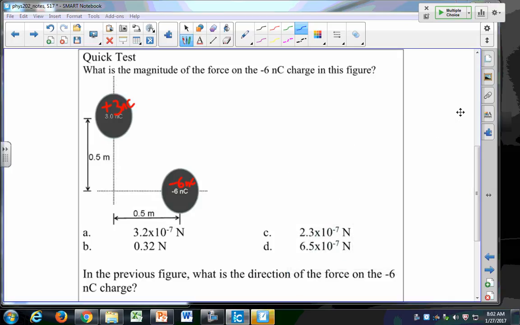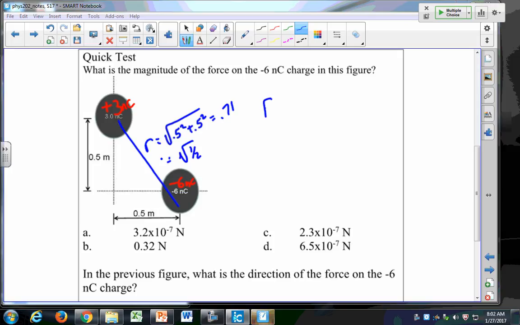Let's see. First thing you want to do, y'all, is figure out what this distance is, because that's going to be your R. And your R is going to be the square root of 0.5 squared plus 0.5 squared, and that turns out to be 0.71. Or you could say that it's the square root of a half. I'll show you why in a second.